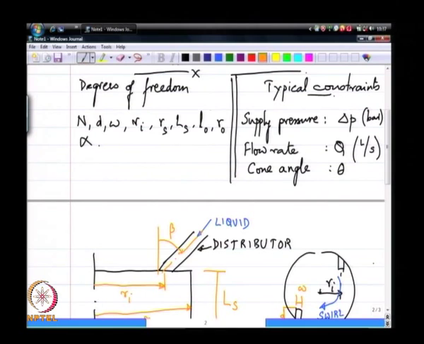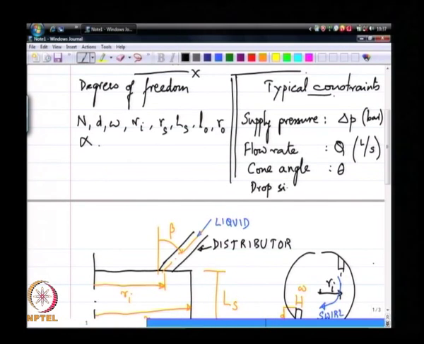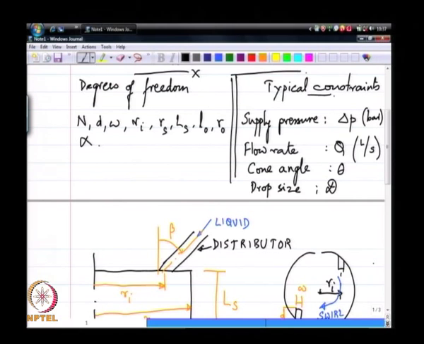And in more recent instances you may have some sort of a requirement coming from drop size. I will use a script D for this. Although we will very quickly see that it is going to only be known after the fact, not really controlled during the design process.